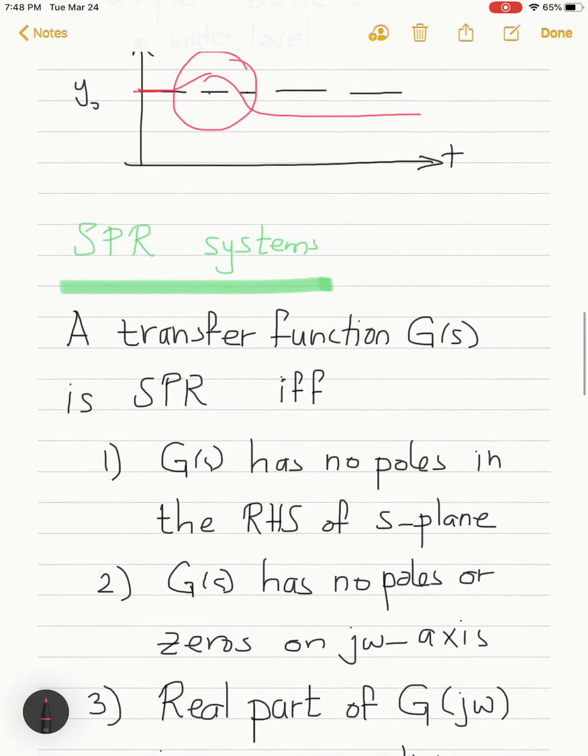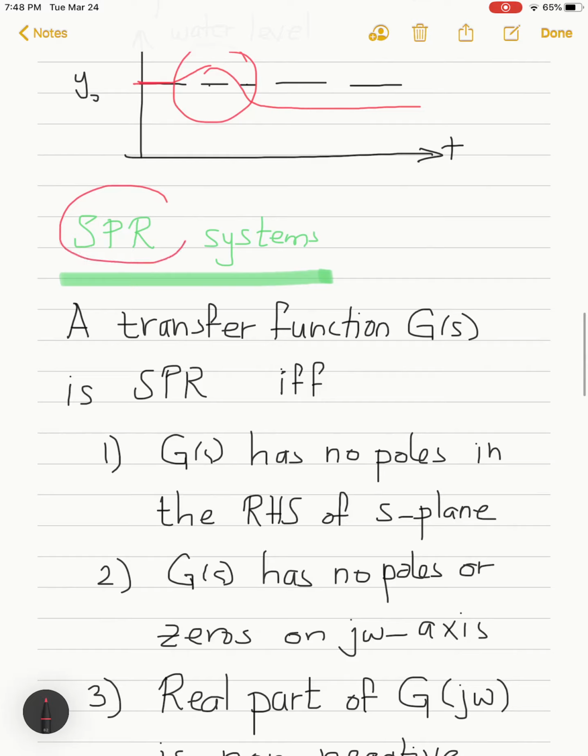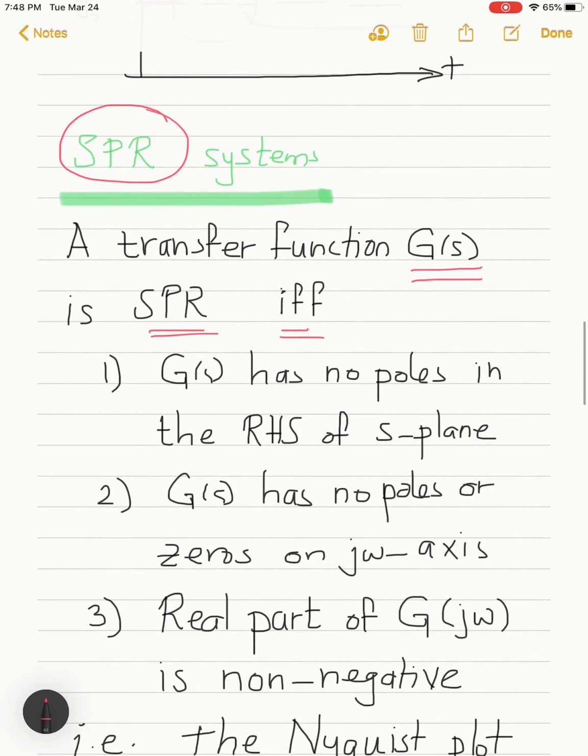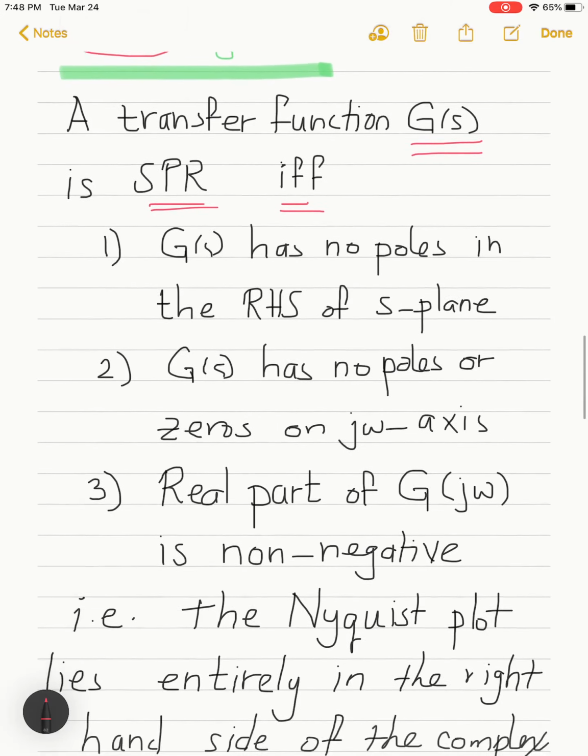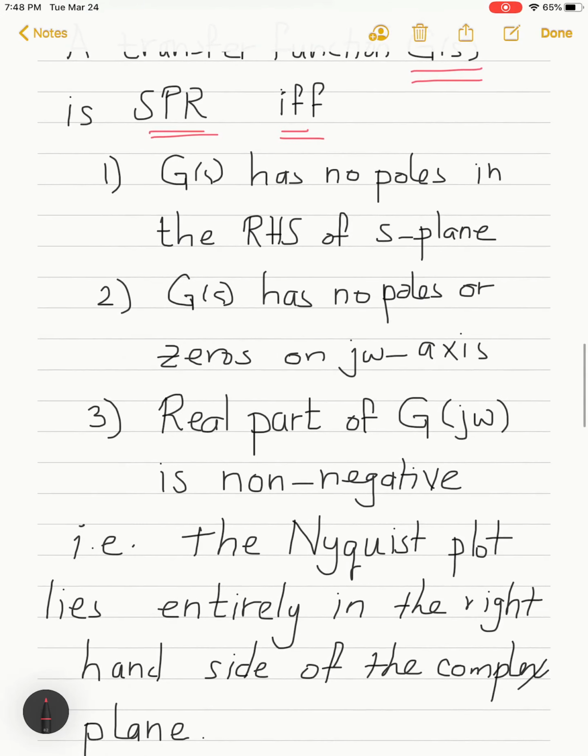The second concept is the concept of strictly positive real systems. If you have a transfer function g of s, it is called SPR if and only if these conditions are satisfied. First, the transfer function has no poles in the right-hand side of the S-plane. So the transfer function is called to be strictly stable. Second, it has no poles or zeros on the j omega axis.